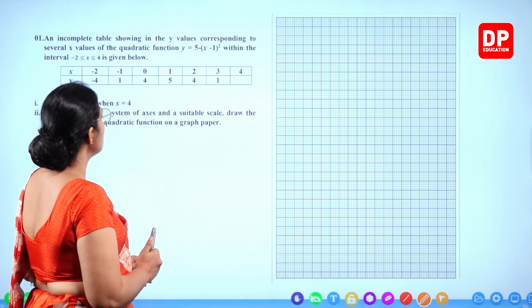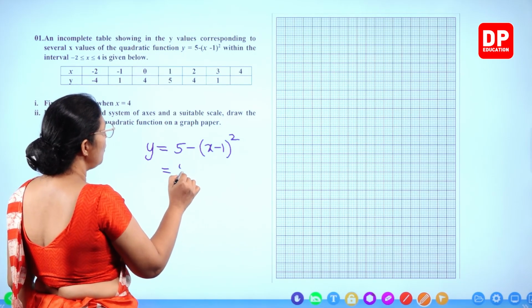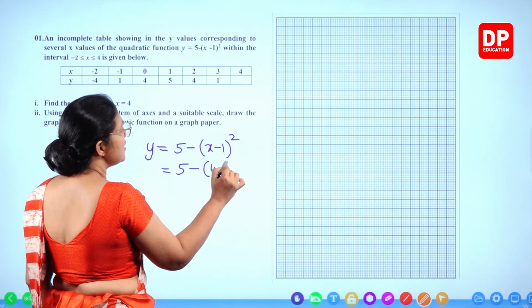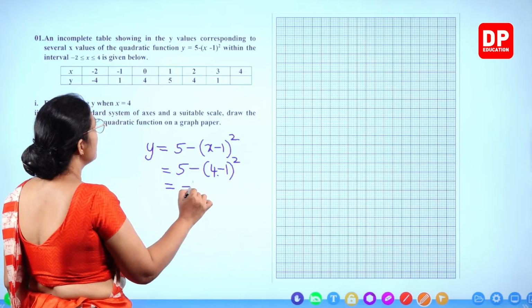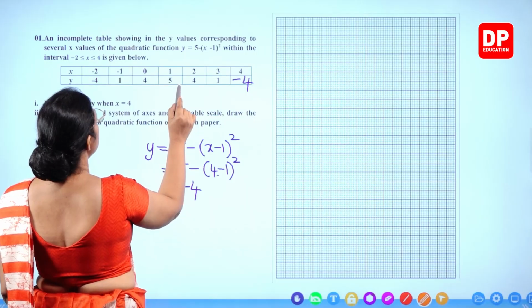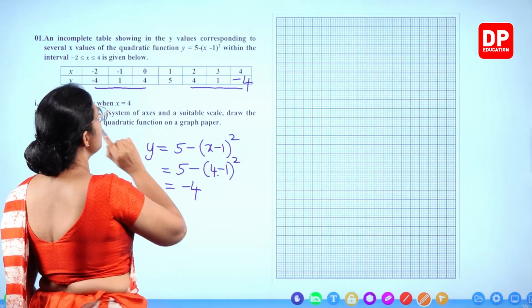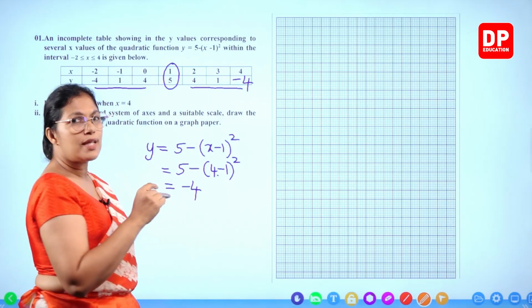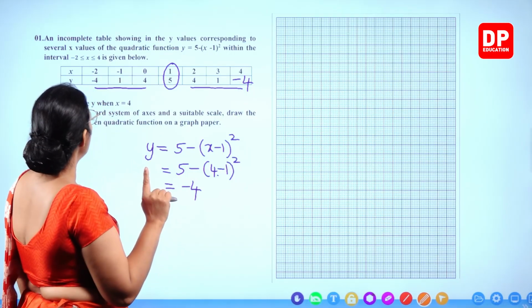Let's substitute. y equals 5 minus (x minus 1) whole squared is the equation. Substitute x equals 4. 4 minus 1 is 3, 3 squared is 9, 5 minus 9 is minus 4. Can you see this side? 4, 1, minus 4. 4, 1, minus 4. This side is symmetric, so this should be the vertex point. Without drawing, we can figure out what the vertex point is.